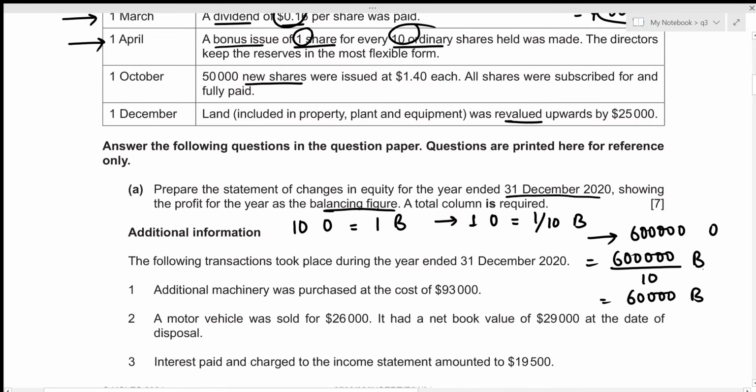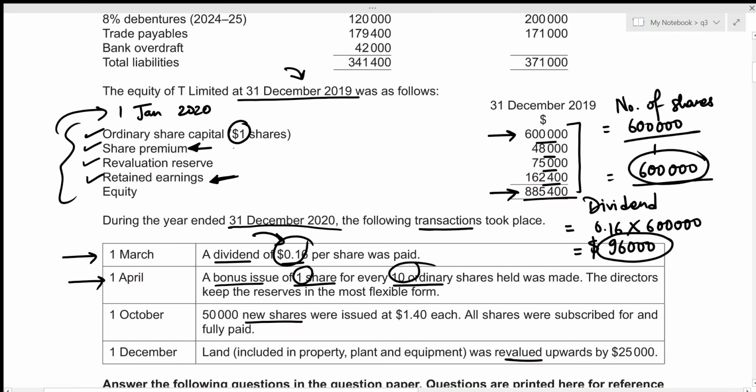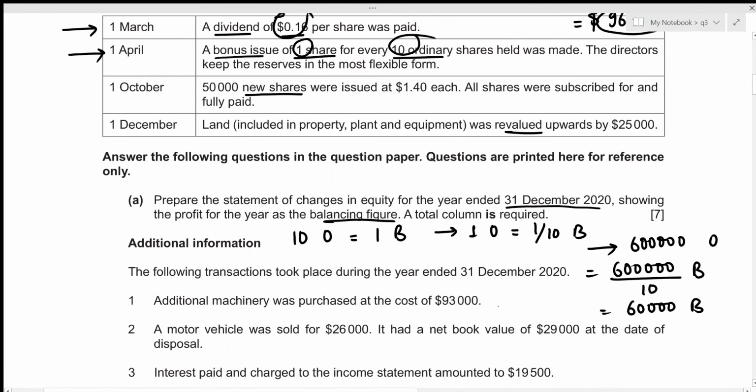And since we are funding the bonus share from our own reserves, bonus share is always issued at the nominal rate. It cannot be issued at a premium. And we were given our nominal rate to be $1, right? So we just need to multiply the number of bonus shares with our nominal rate. That would be 60,000 times 1, which again results in the value of 60,000. So the bonus issue has the value of 60,000.